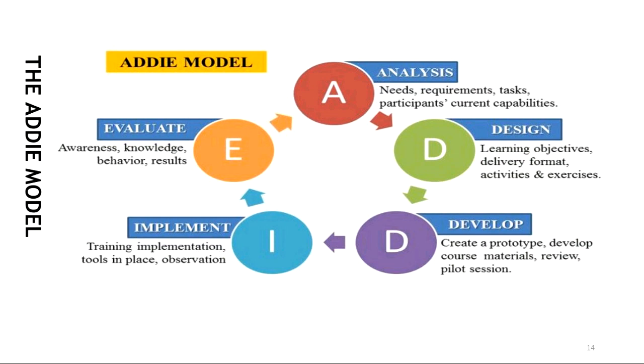Then you go on to the design stage. So once you move from the analysis, you know what your needs are, or you have an idea of what you want to get at. The next stage is design. And that's where you determine what your objectives are based on the needs that you have assessed. What are the objectives for this program or course that you're working on? How are you going to deliver it?